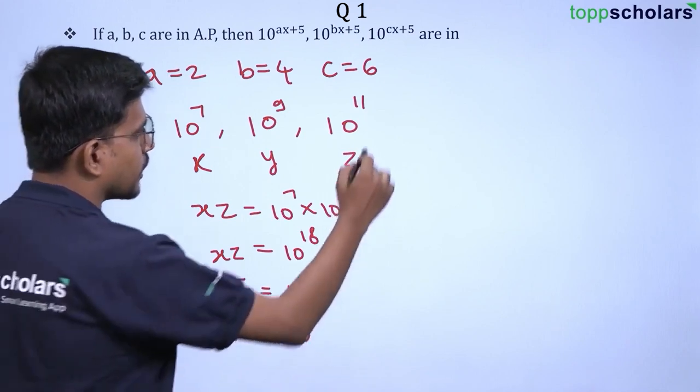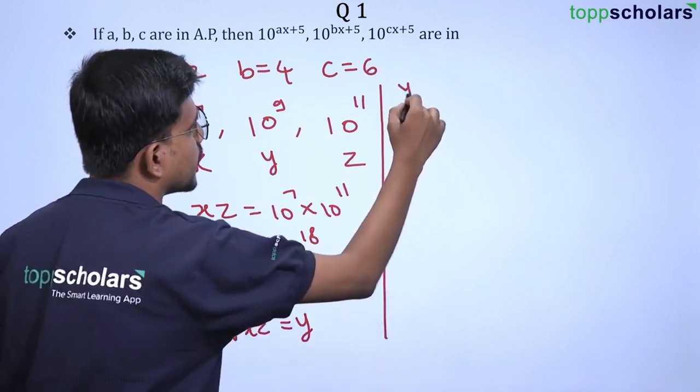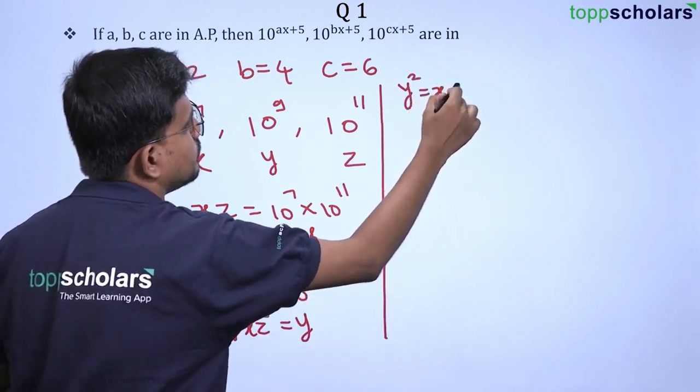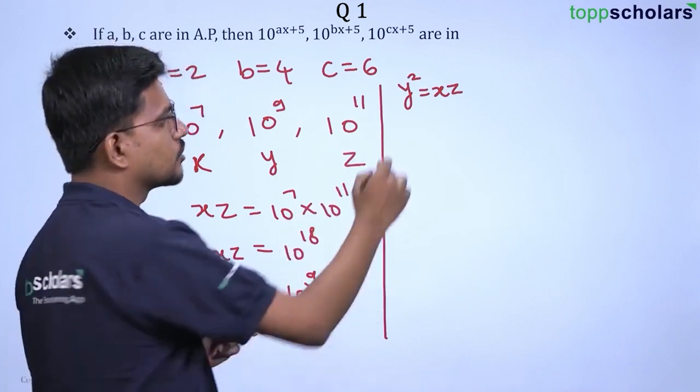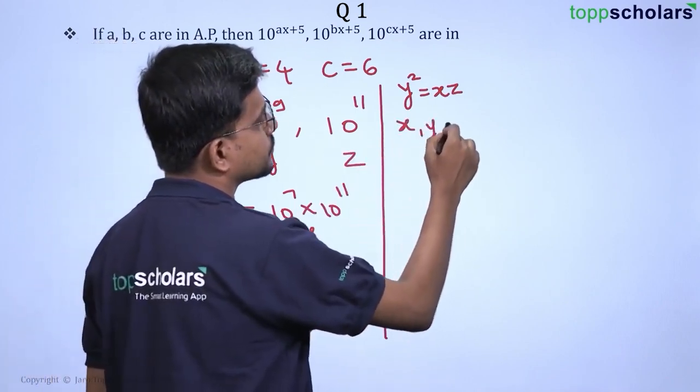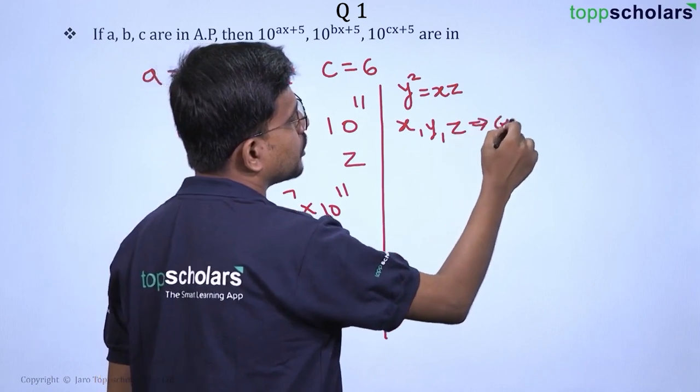This can also be said as Y squared equal to XZ. That's it. It means X, Y, Z are in GP. That's it. So you don't need to solve further.